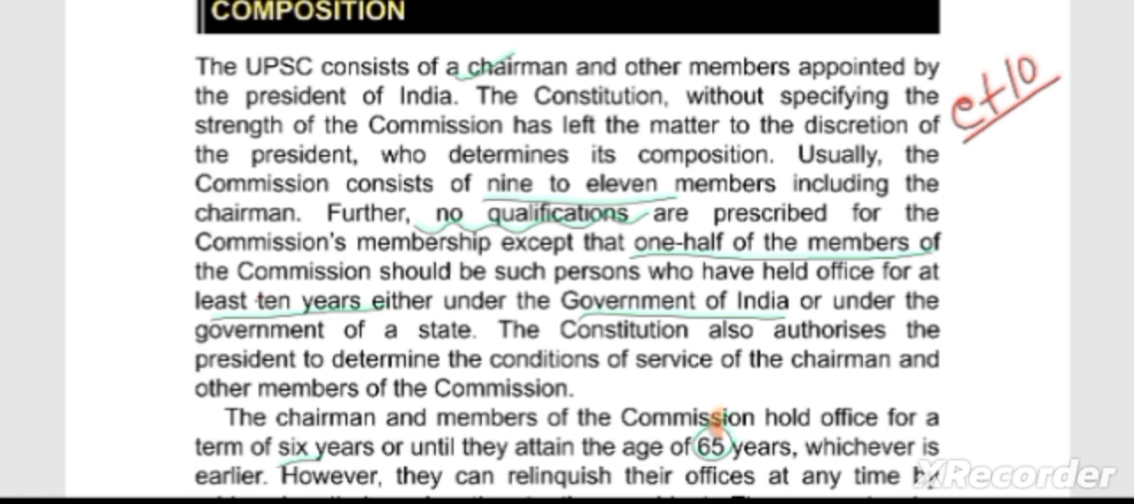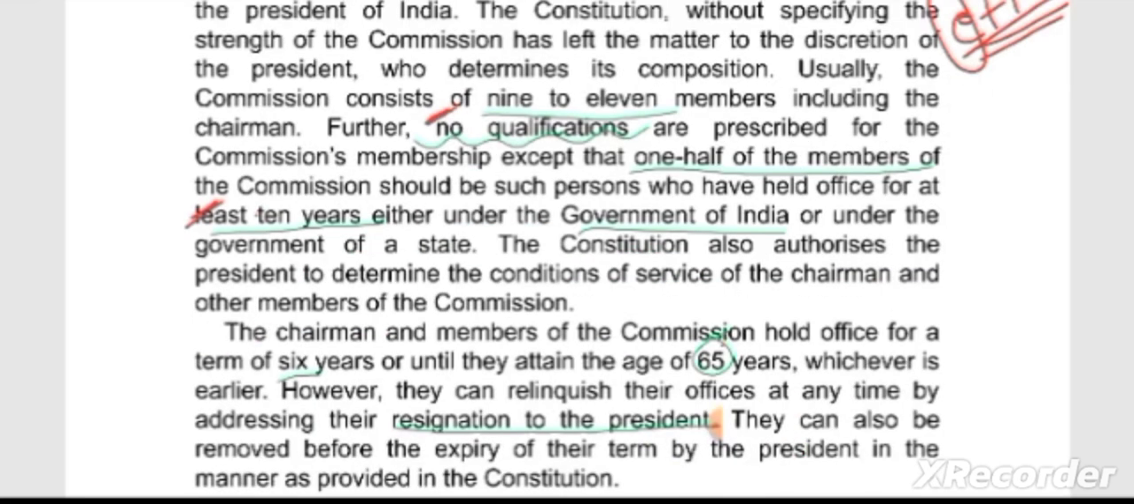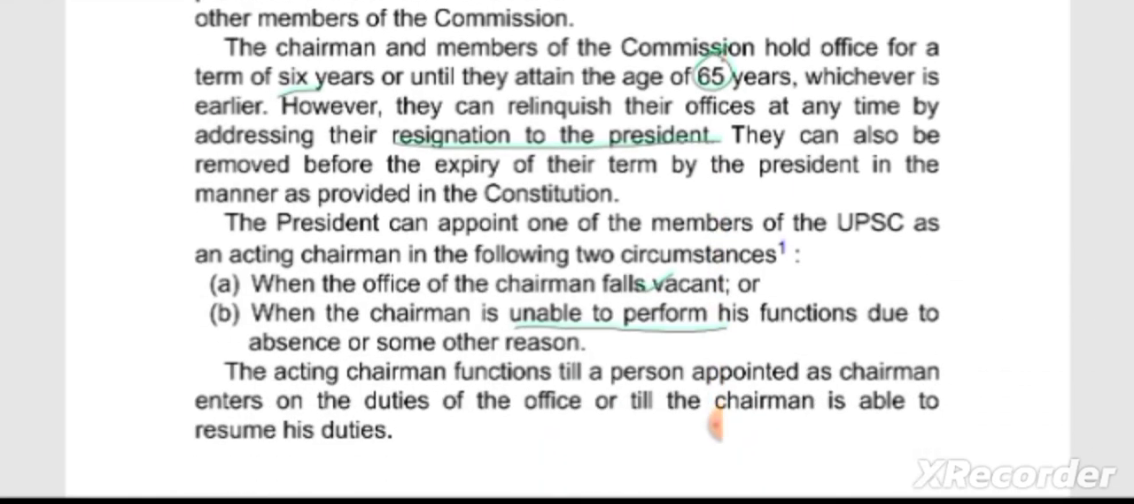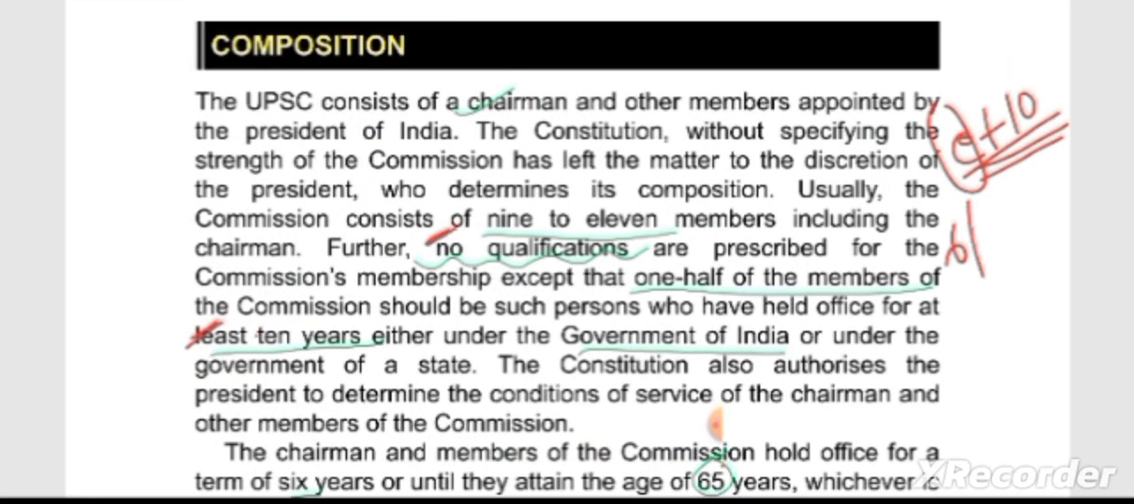So second thing, what is the composition? Everyone knows what the composition is here. That is the only criterion given, otherwise no qualification has been given. So that is one thing you can remember, otherwise you can also skip that. Not a much important thing here. The main thing is 6 years or 65 years of age. That is the main category of all of them, not much to think about.